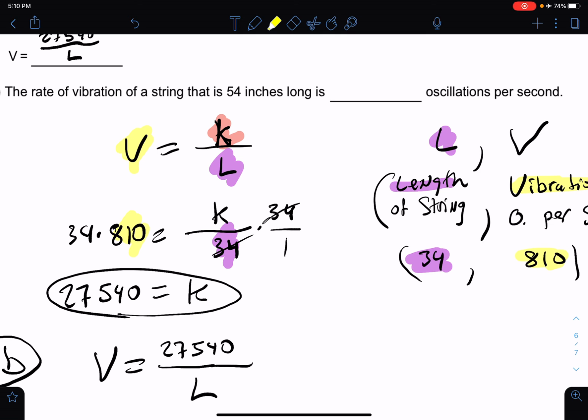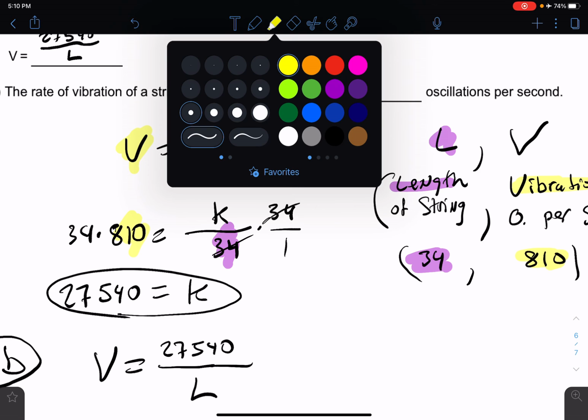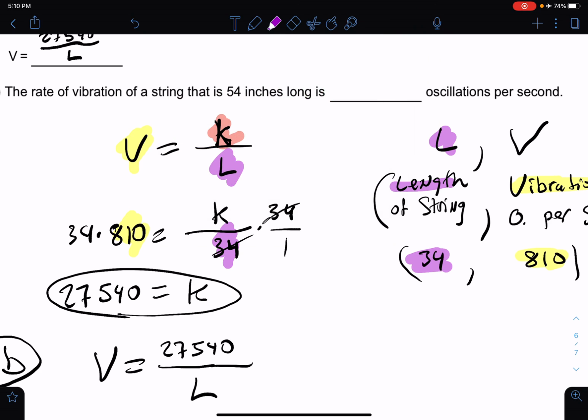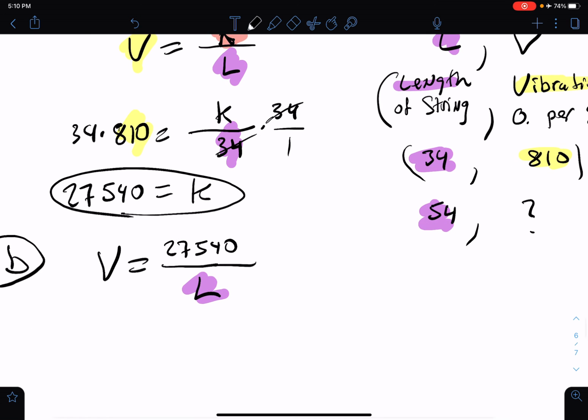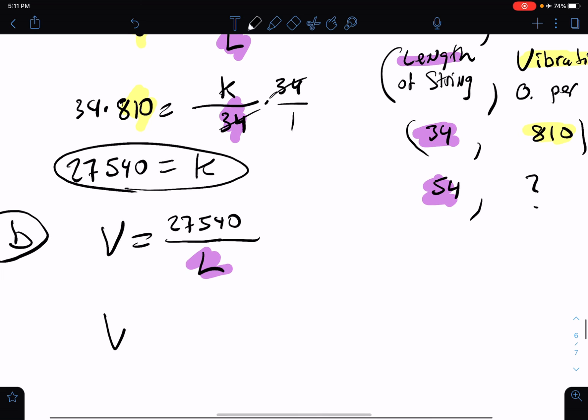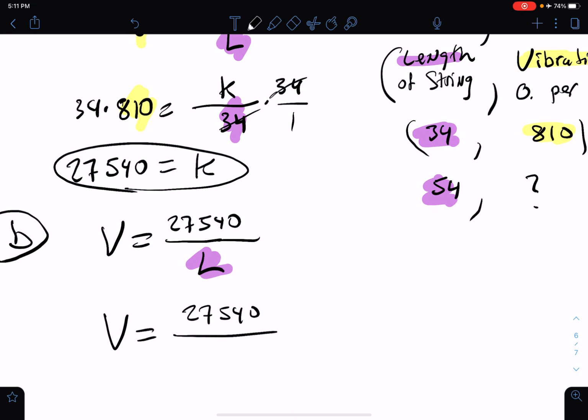On this occasion, they're telling us the length of the string, 54 inches long. That's that part. They're giving us a 54-inch long string and they want us to figure out what the vibration is. So no problem. We got the formula that'll do it. V equals 27,540 divided by 54, the length of the string.